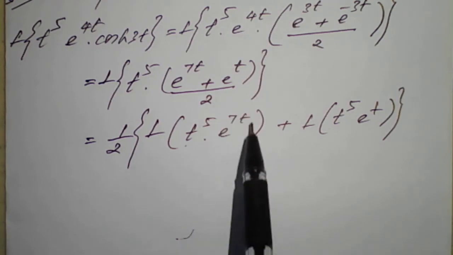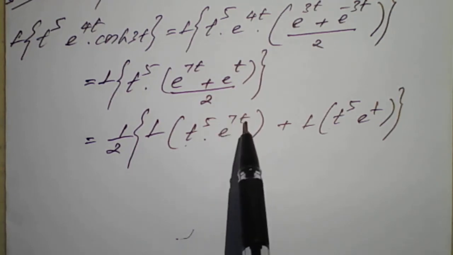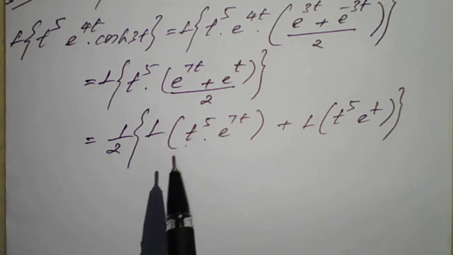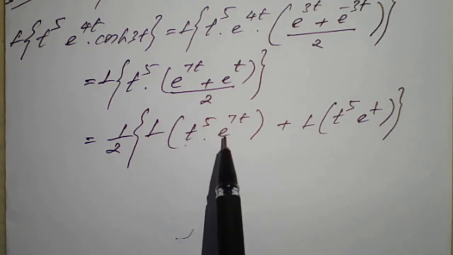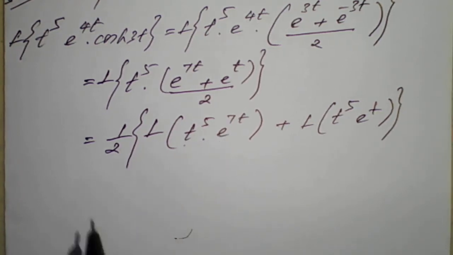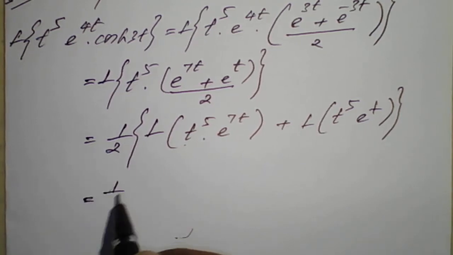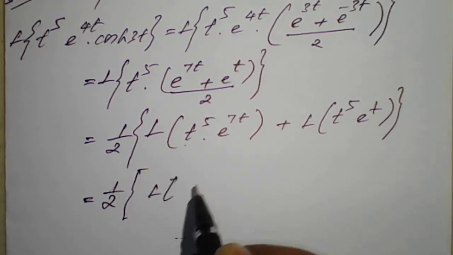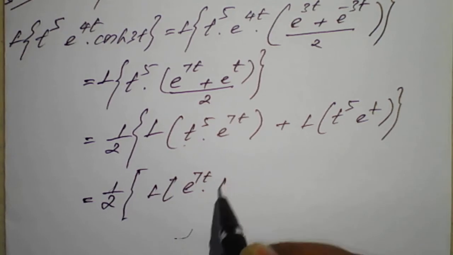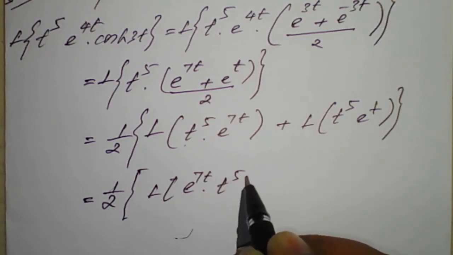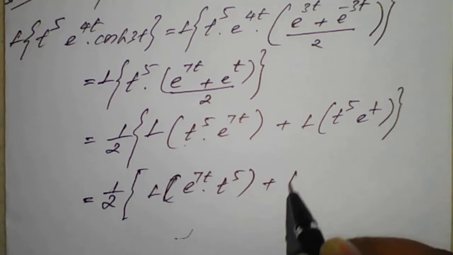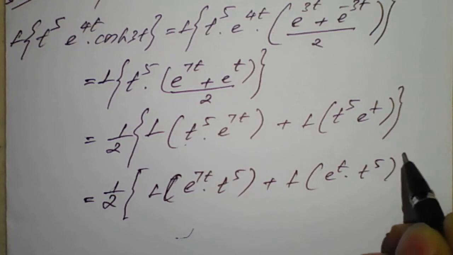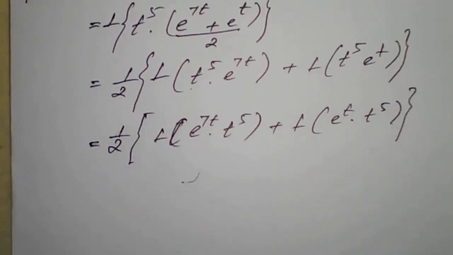So once you take the Laplace transform of e raised to 7t, 5 times you need to differentiate. So instead of this, we'll reverse it. Only it is possible in t to the power 5 and e function, t into e function only it is possible. So this I will rearrange it as Laplace of e raised to 7t into t to the power 5 plus Laplace of e raised to t into t raised to 5. So which will be easy to apply the results here.